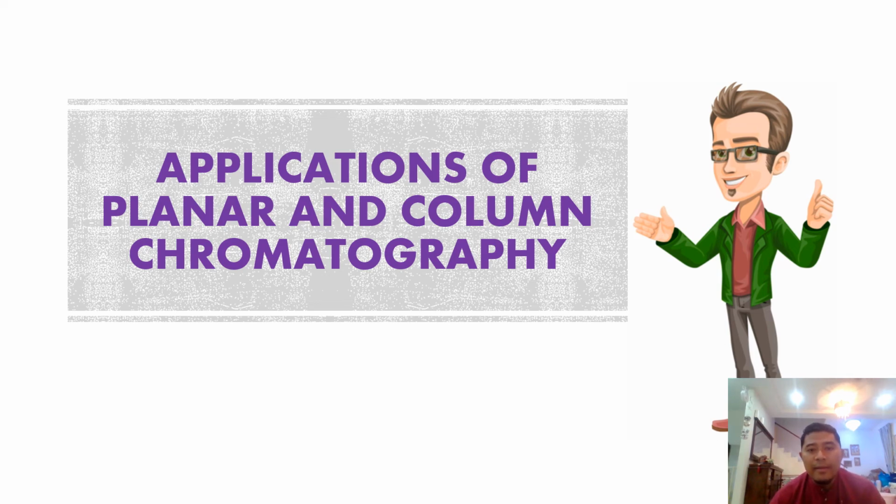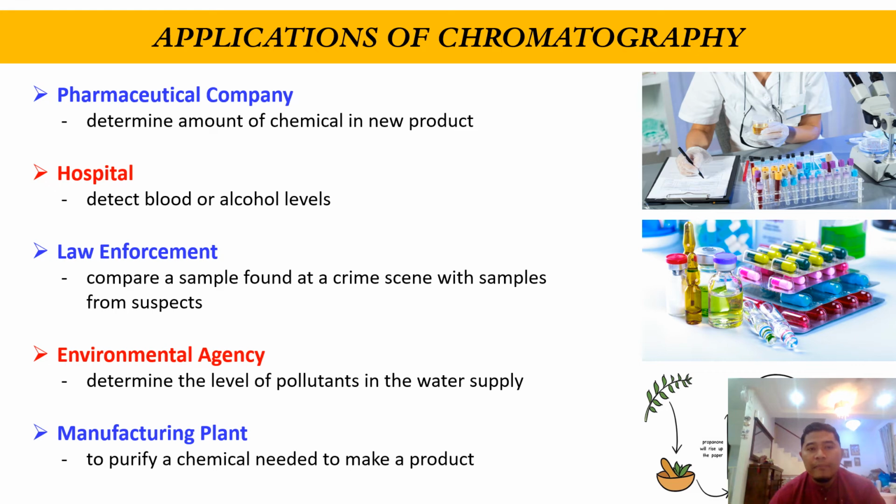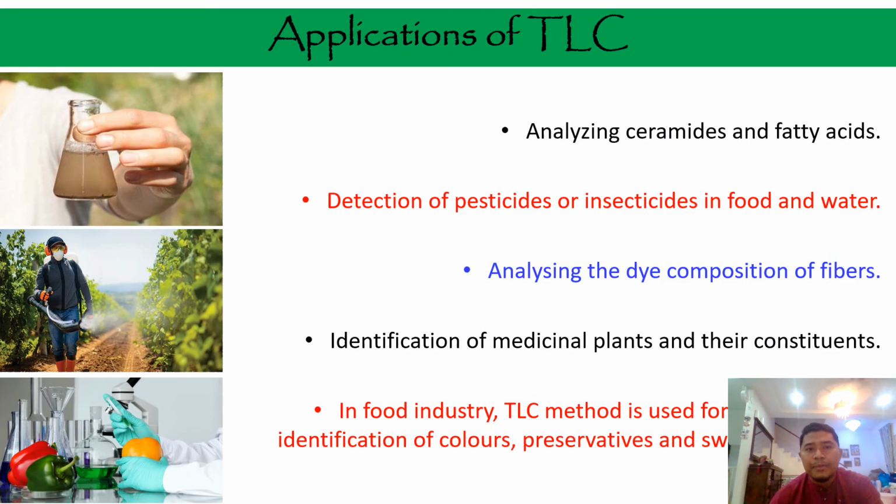We move to the application of planar and column chromatography, which is normally used. This chromatography is very widely used in our daily life, especially in pharmaceutical companies, to determine the amount of chemical in a new product. From there, they can make new drugs to treat various diseases that emerge now. In a hospital, you will detect blood or alcohol level by using chromatography. In law enforcement, compare a sample found at the crime scene with a sample from a suspect. And then environmental agencies determine the level of pollutant in the water supply. Manufacturing plants purify a chemical needed to make a product. So it has many functions.